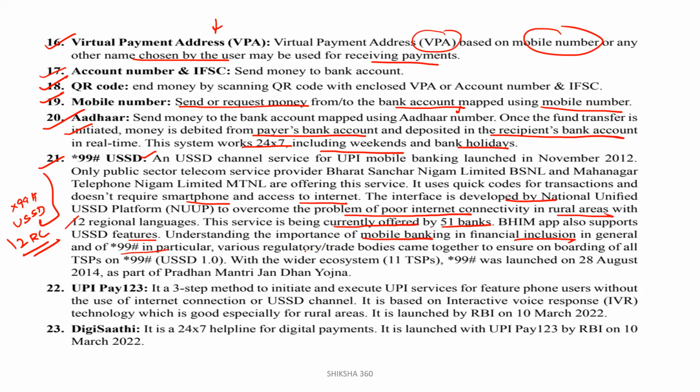Understanding the importance of mobile banking in financial inclusion in general and use of *99# in particular, various regulatory or trade bodies came together to ensure onboarding of all the TSPs on USSD 1.0. Here, this is a different version. So with the widespread ecosystem, *99# was launched on 28th August 2014 as a part of the Pradhan Mantri Jan Dhan Yojana, to transfer the funds.